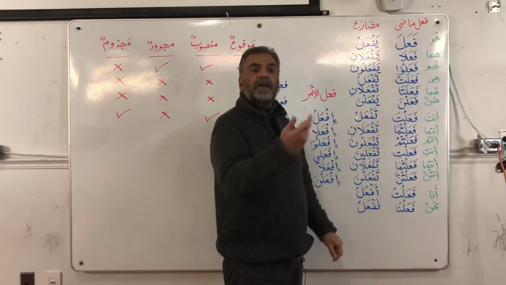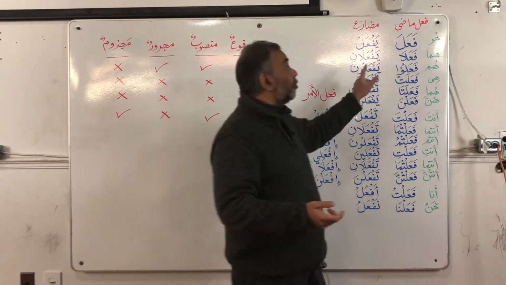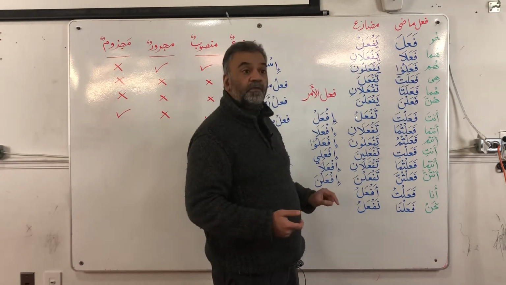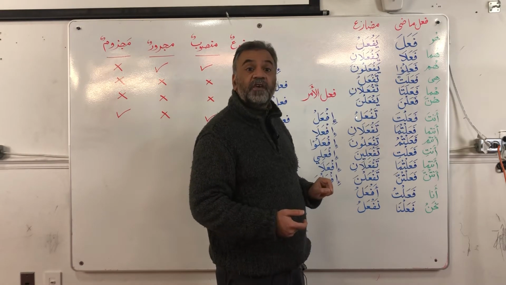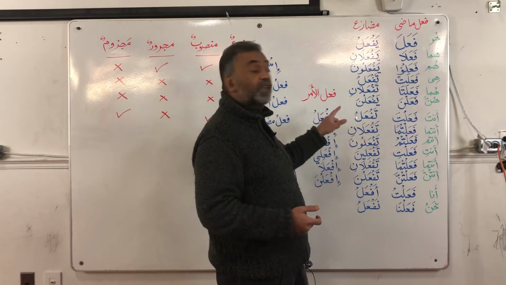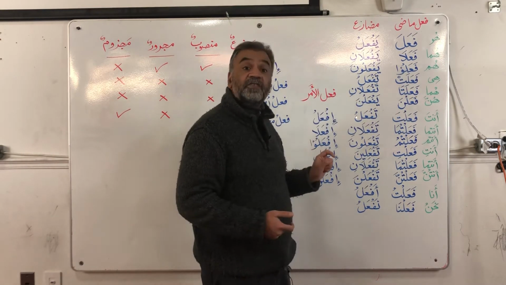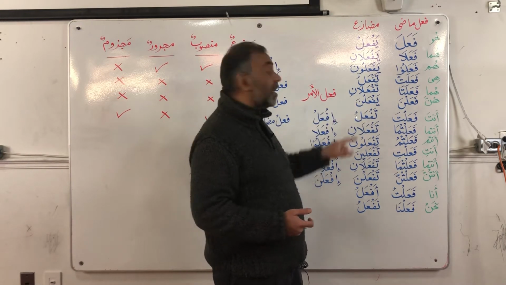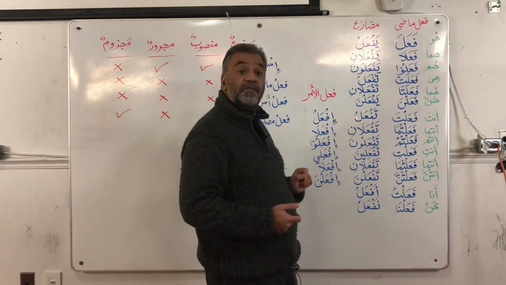Yaf'alu, he does, the doer is mustatir, taqdiruhu huwa. Yaf'alani, where is the doer? Alif. Yaf'aluna? Waw. Taf'alu? Mustatir, taqdiruhu hiya. Taf'alani? Alif. Yaf'alna? Noon is the doer.